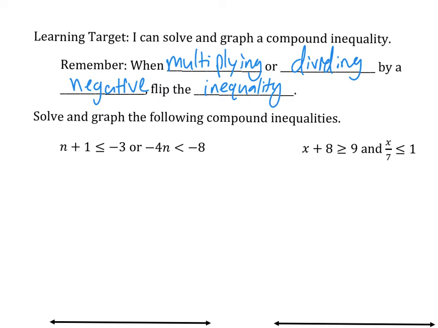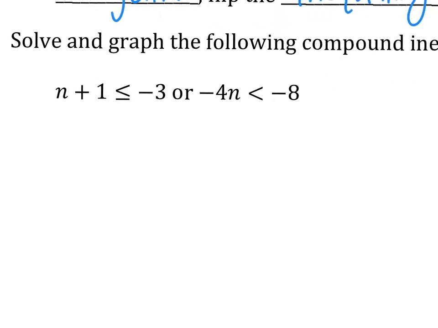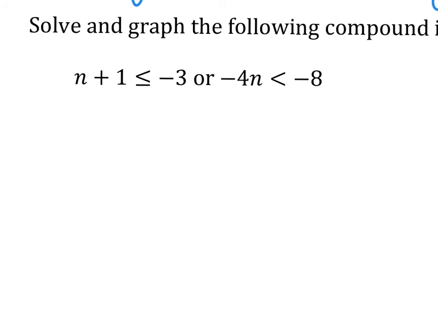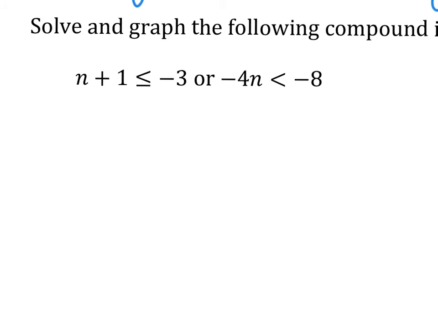Now let's look at a few examples where we're going to solve and graph some compound inequalities. So in this one, we'll want to solve both of the inequalities, and then we can graph them as a compound inequality. Okay, so first we will isolate our variable. In this first one, n plus 1 is less than or equal to negative 3. So we will want to subtract 1. To get rid of that positive 1, we want to do inverse operations, which is subtracting 1. So we get that n is less than or equal to negative 4.